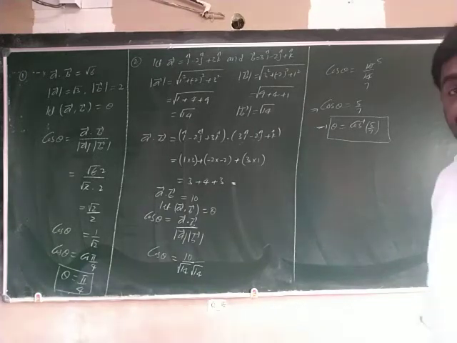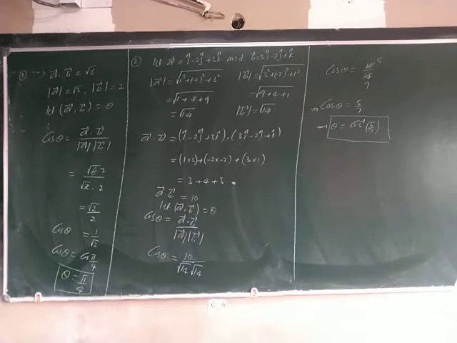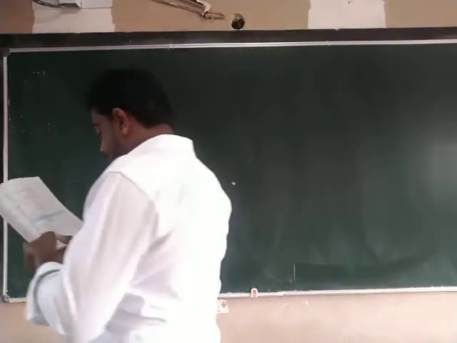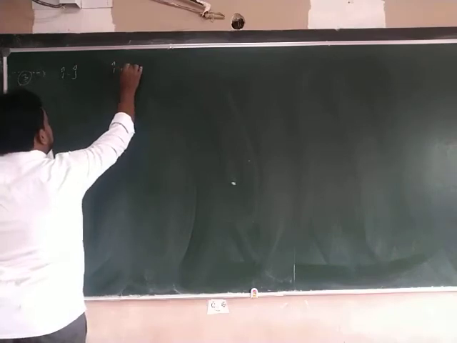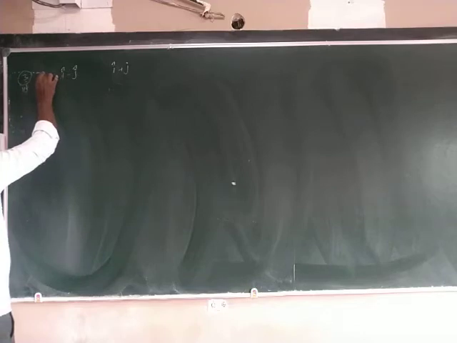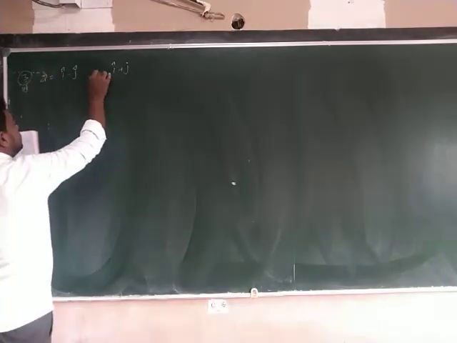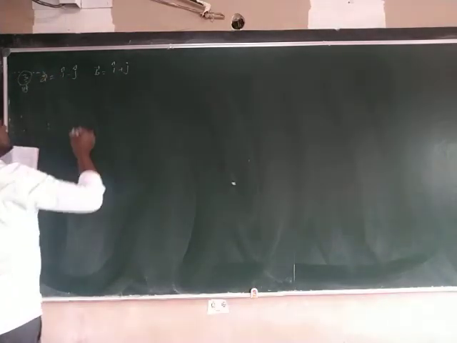Next question, the third one. Question number 3: find the projection of the vector i cap minus j cap on the vector i cap plus j cap. So let this be vector A and take this one as vector B.